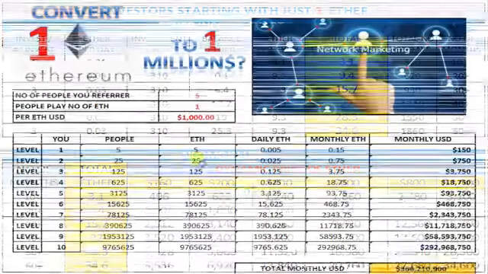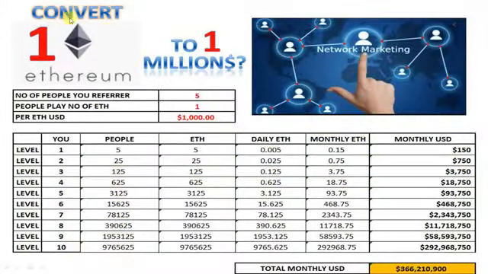Okay, now let me, in a quick glance, show you how you can convert 1 Ethereum to 1 million US dollars. It is just a presumption of how you can do your network marketing. If you get your 5 and they invest 5 Ether, then monthly you earn 0.15, that's around $150, presuming the price is $1000. You sponsor only 5.